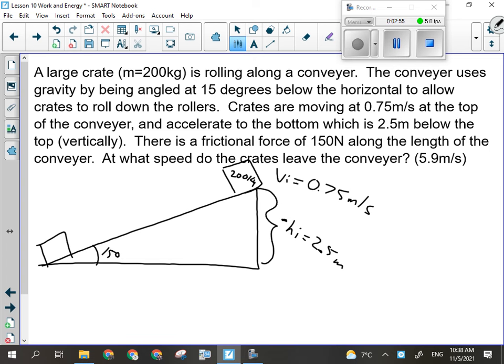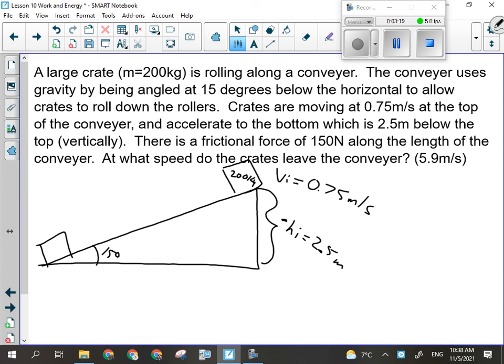Let me ask it a different way. Because there's friction involved and nobody's pushing the thing down the ramp, will it have more energy at the top or more energy at the bottom? More energy at the top. It's going to lose energy to friction as it goes down the ramp. That doesn't mean it isn't going to speed up. It's still going to accelerate down the ramp. There's no problem with that.